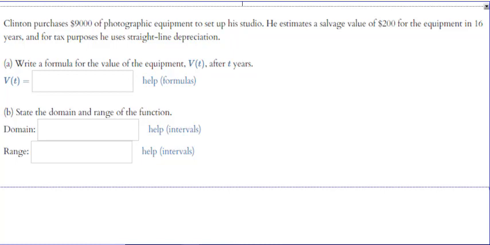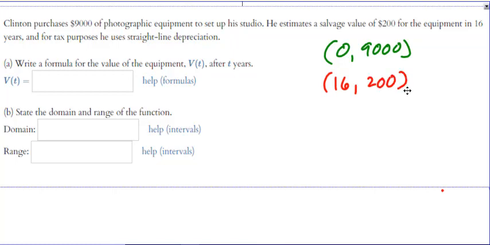Well, seeing as this is a linear chapter, we need to consider at time zero, he spent $9,000, and in 16 years, it was worth $200. So that's two ordered pairs. And we can do a linear regression if we want to, or you can write the equation from this, looking at it.